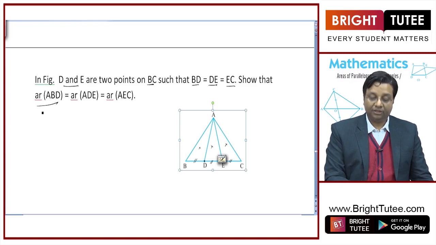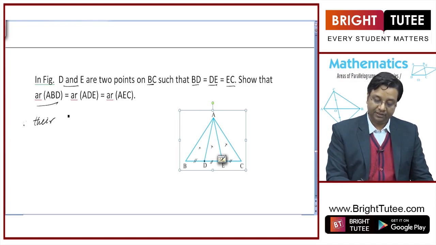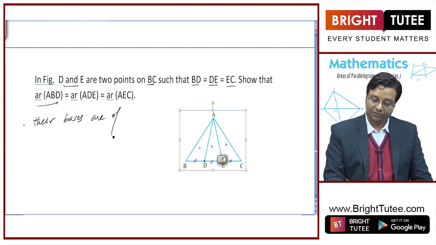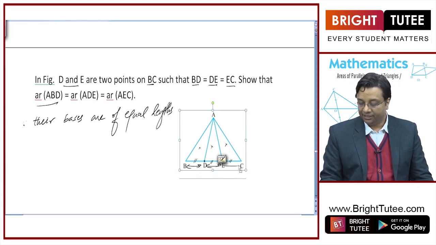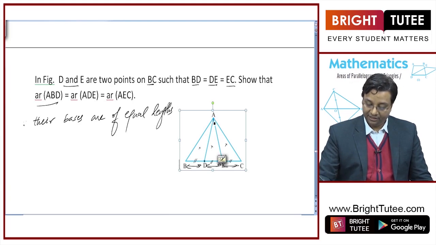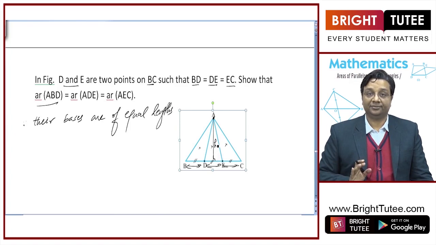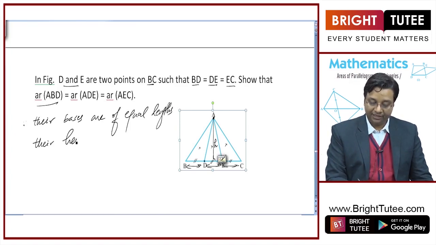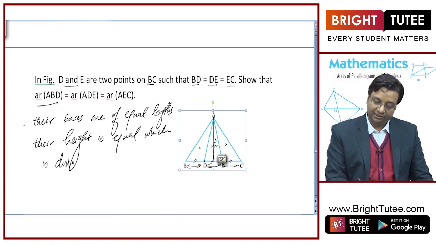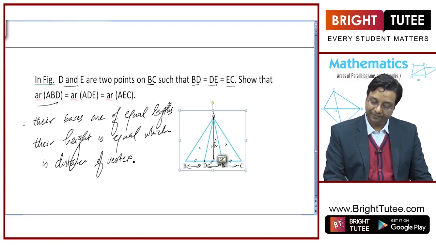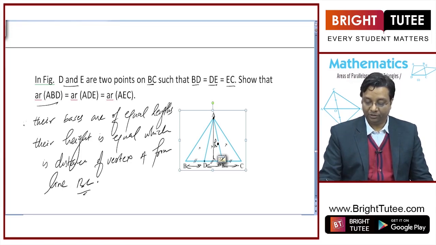So, these are equal because their bases are of equal length, when I am considering BD, DE, EC as their bases, okay, and their heights are also equal, because from this vertex A, if I drop a perpendicular on this line BC, this will act as height for all these three triangles. Their height is equal, which is distance of vertex A from line BC, right, which I have denoted by H here.